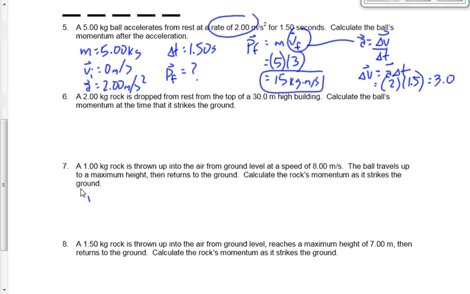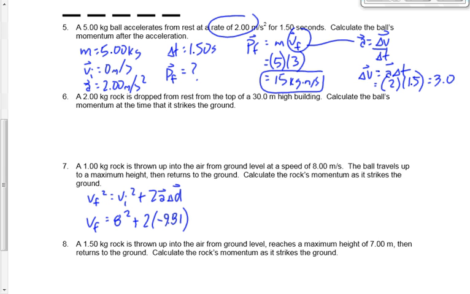Let's do that. Let's say VF squared is equal to VI squared plus 2AD. Ultimately, we want the speed as it strikes the ground, right? So let's get it. The initial speed is 8. Square that. The acceleration for the entire trip up and down is negative 9.81. So put that in. What's the displacement from start to finish here?